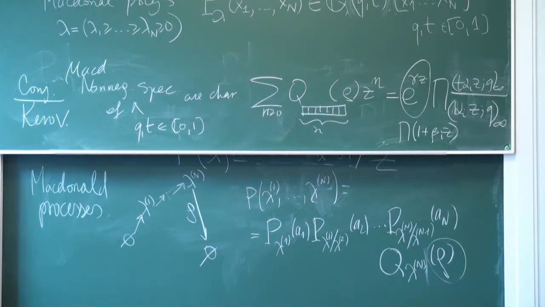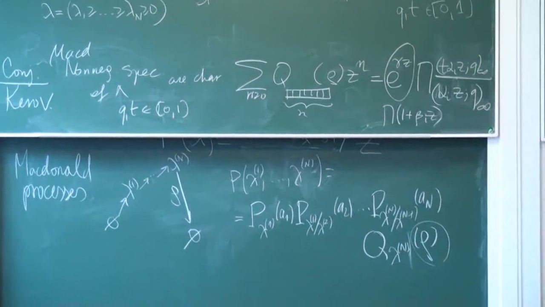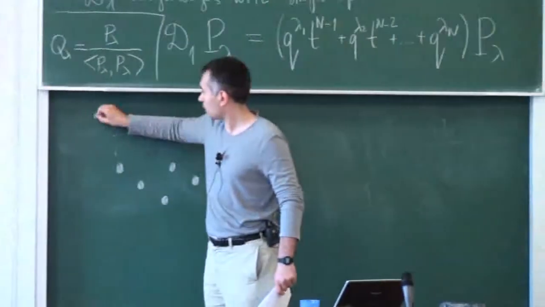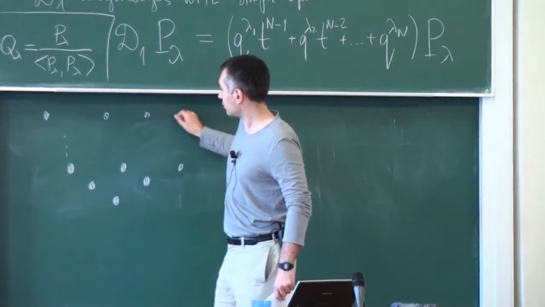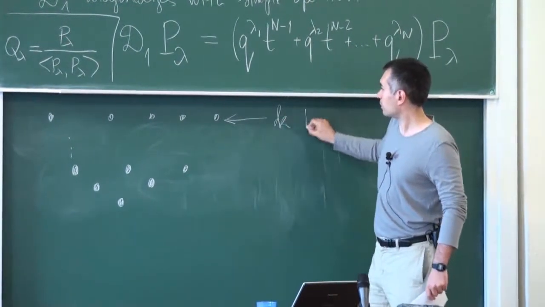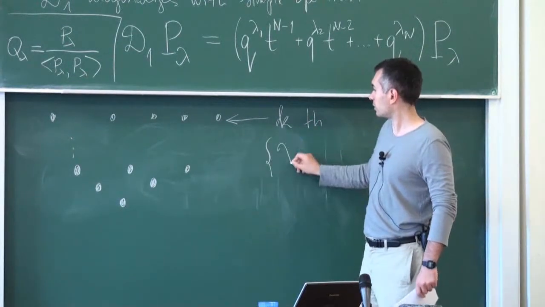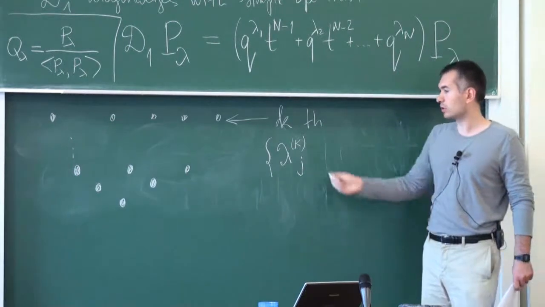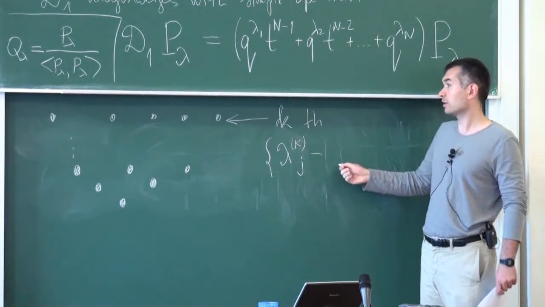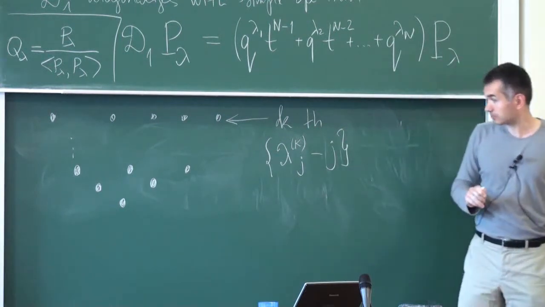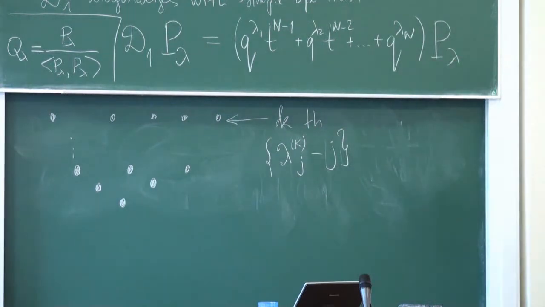If I draw these partitions by their coordinates slightly shifted, that produces a triangular array of particles. So the kth row in this array consists of the particles which are the parts of the kth partition shifted by j, I guess.